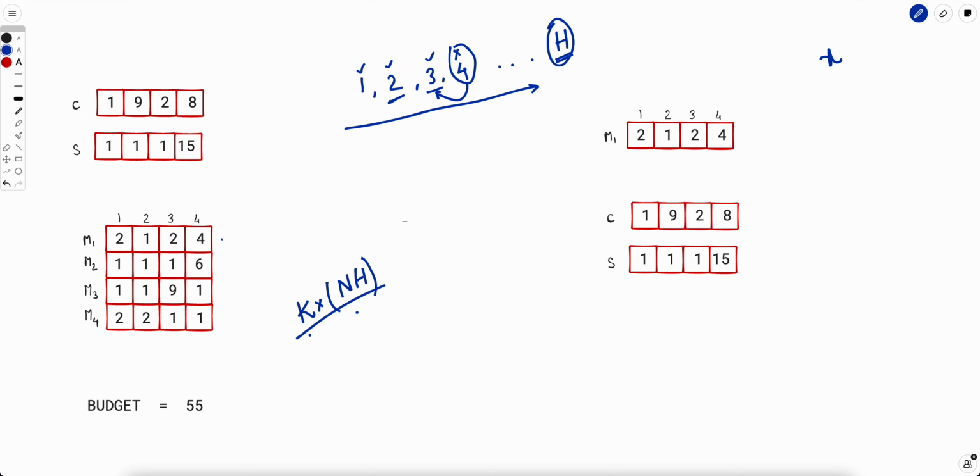If we can somehow convert this to binary search, this H will be converted into log of H, and the entire complexity would then be k into n into log of H, which is sufficient to pass the given time constraint because k and n are very small. So can I use binary search here? The answer is yes. Again, I have recorded a completely different video on binary search. If you are new to binary search, you can watch that.